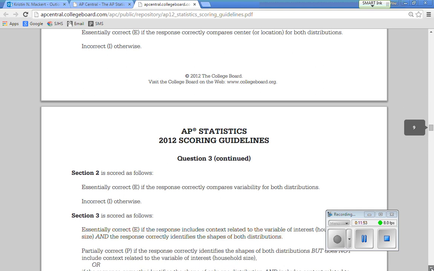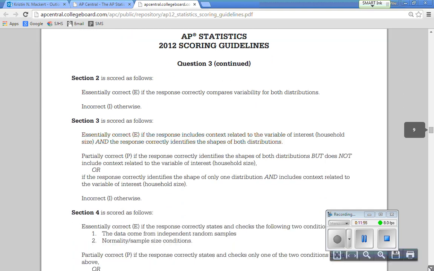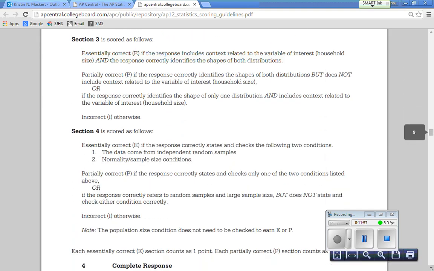Let's look at what section 4 is on. Section 4 is essentially correct if you state the 2 conditions. It only wants 2. Interesting. Data come from independent random samples, and the normality has been met because the sample size is large enough. So you didn't have to do the 10% because they were independent, I guess. Yes.